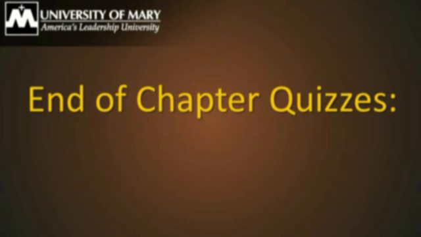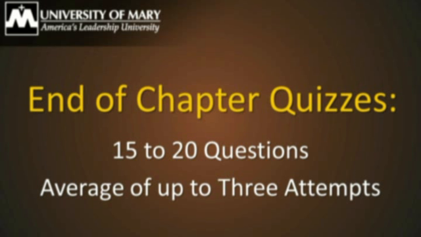There will be an online end-of-chapter quiz following each chapter. Each contains 15 to 20 questions, and students can take the quizzes up to 3 times. The grade will be the average of the quizzes attempted. The average score of all of the 12 chapter quizzes will be used as a component of the final grade.